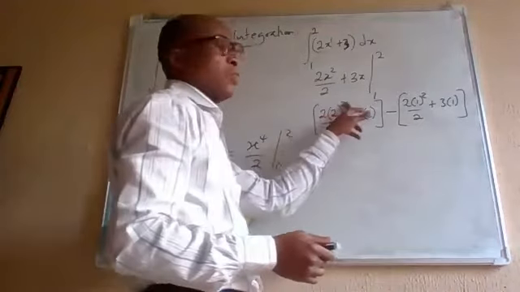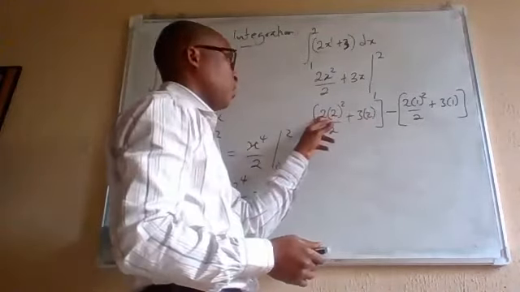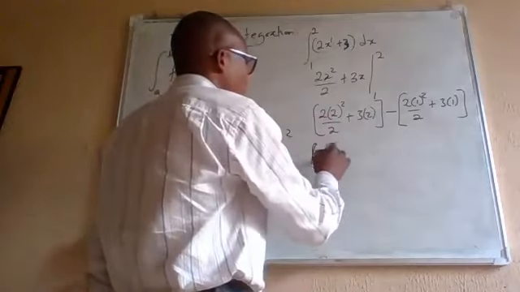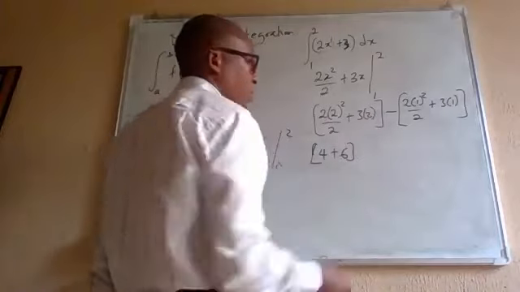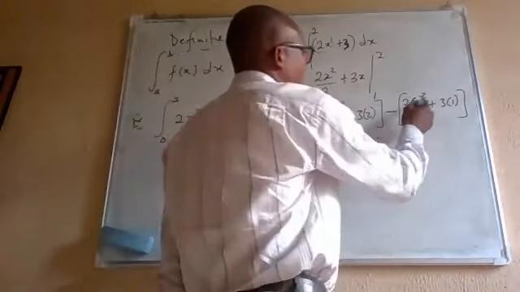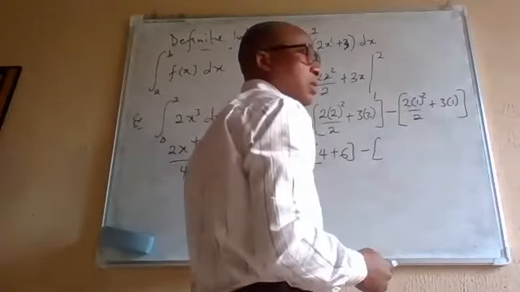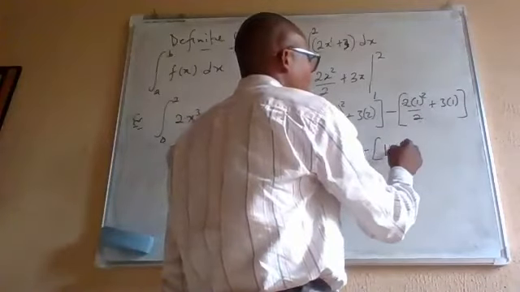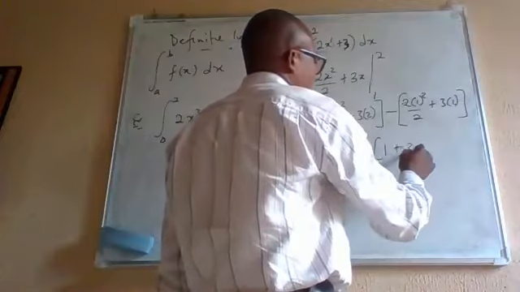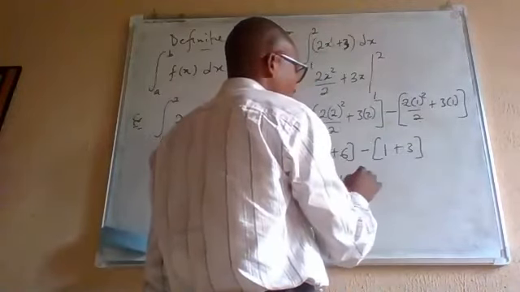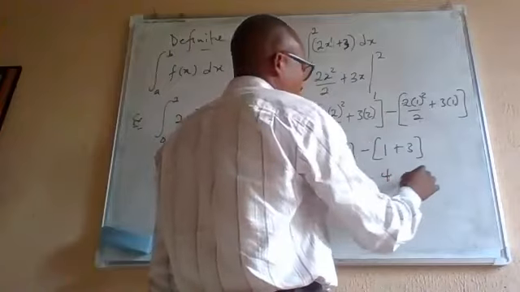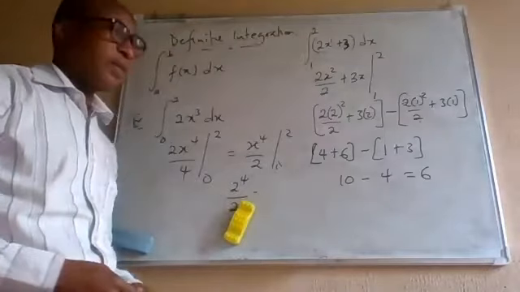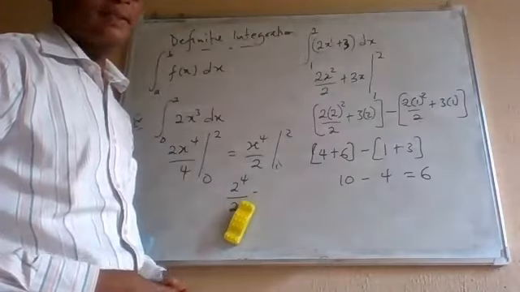So this is 2 raised to power 2, that will give you 4. 4 times 2, that will give you 8. 8 divided by 2, that will give us 4. So here we are having 4 plus 6, since 3 times 2 is 6. Minus here, 1 raised to power 2 is 1. Times 2, that will give you 2. By the time 2 divided by 2, this will give you 1. Plus 3 times 1, 3. So this will give us 10 minus 4. So the final answer here is going to be 6. So that is a definite integral.